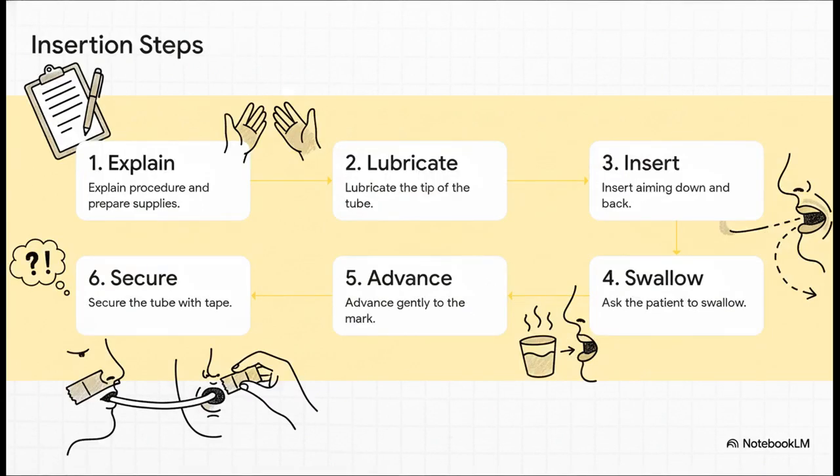First, you explain everything to the patient and get your gear ready. Lube up the tip of that tube. Then, you gently insert it, aiming down and back, not up. And here's the magic trick. Have the patient take sips of water and swallow. As they swallow, the esophagus opens up, and it just helps guide that tube right where it needs to go. Once you hit your mark, you just tape it securely in place.